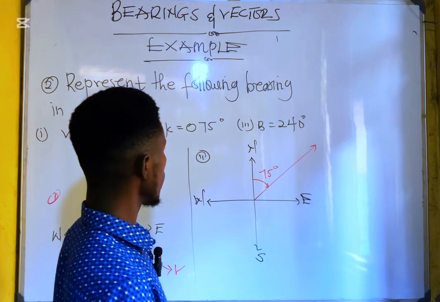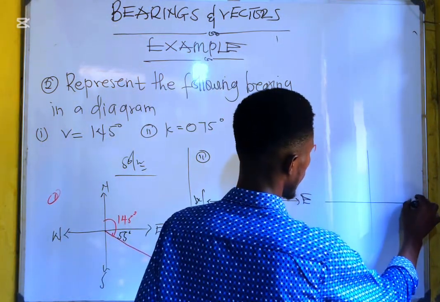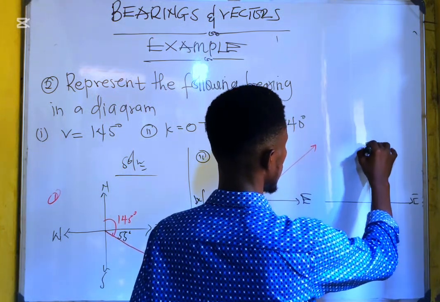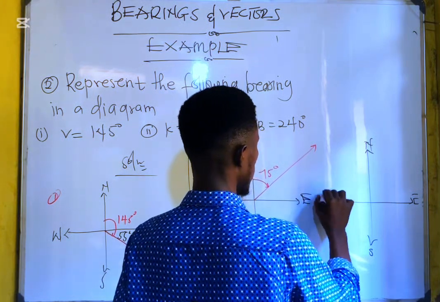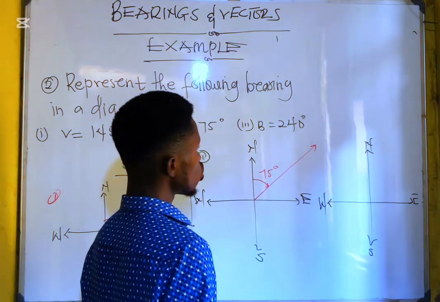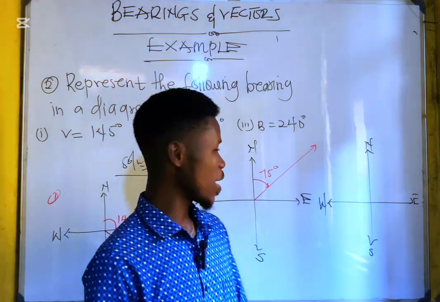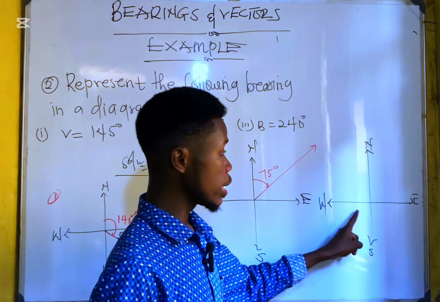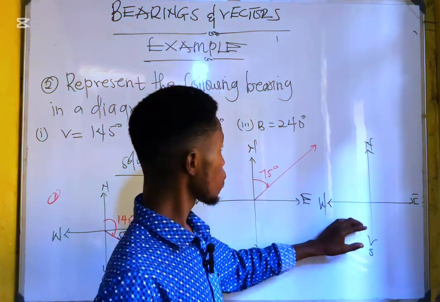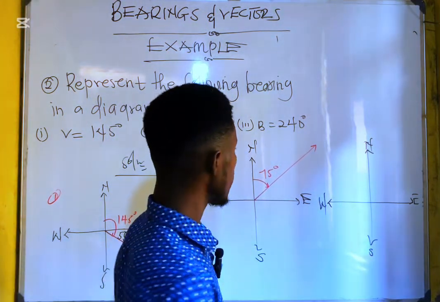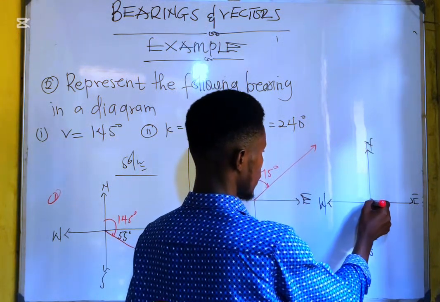Now let's move on to the last one. So my east is here, north is here, south is here, west is here. Okay. Now 240 will be at which quadrant? I know you can guess. It will be at the third quadrant because this is 90, 180, 270. So from north to west is 270. 240 can be found within 270, so it will be here. So you just draw the line there.